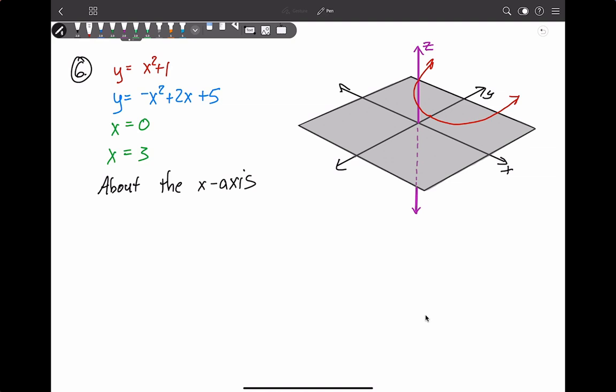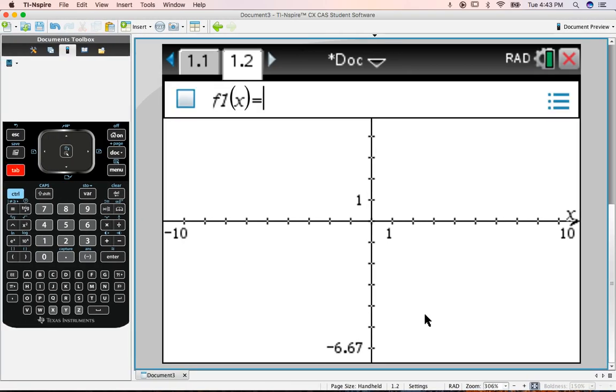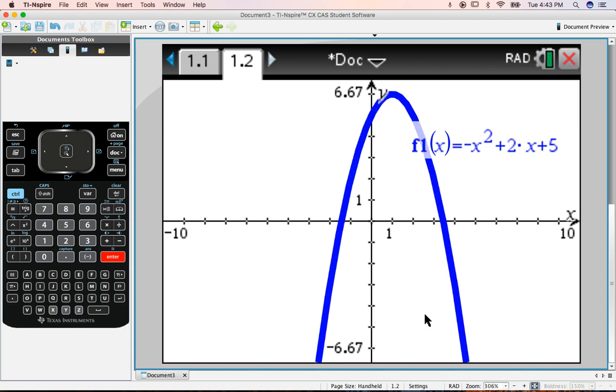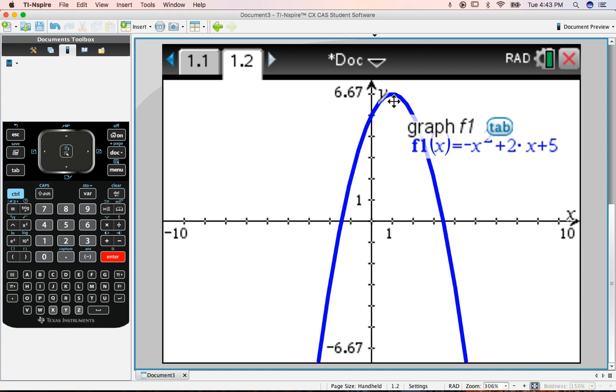Now let's go to the calculator for this so that we can see the graph a little bit faster. So negative x squared plus 2x plus 5. There it is. It looks like the vertex is at 1 and almost like 6.7. So 1, 6.7, and then negative 1.5 and 3.5.